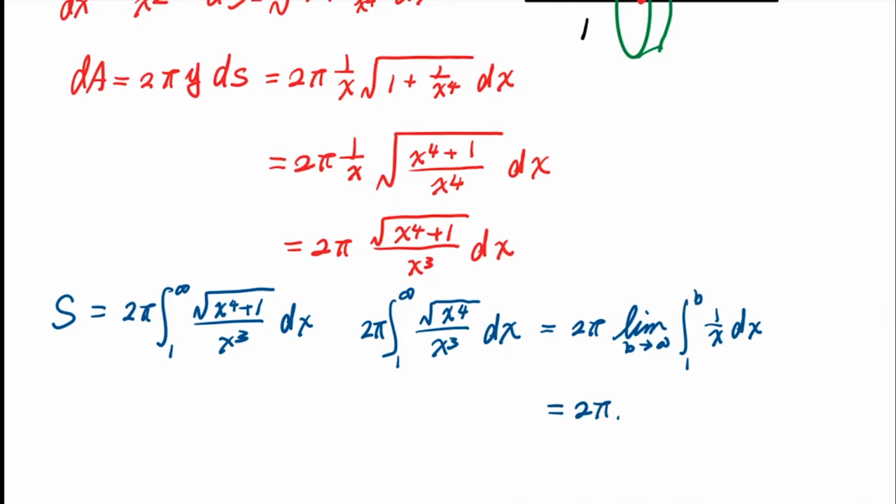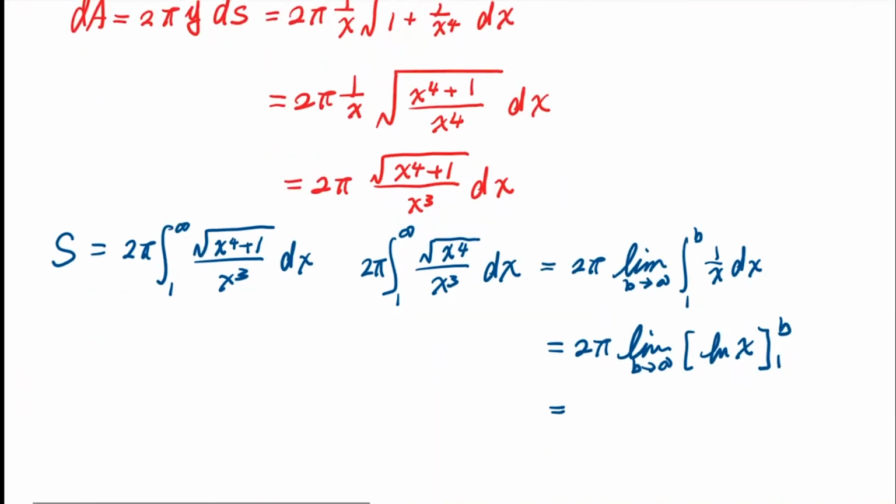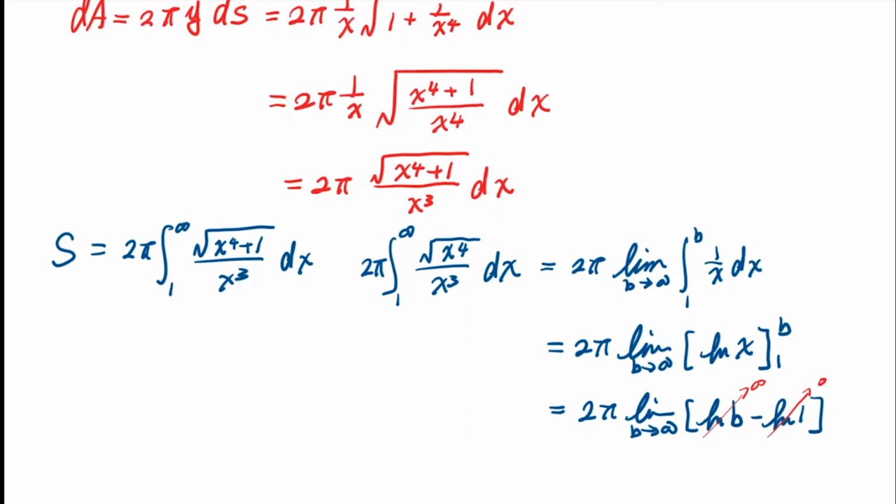This is 2 pi, limit b approaching infinity, and that's ln, and we are sure? You with me? Okay. And then this is 2 pi and limit b approaching infinity of ln b minus ln 1. And when we take the limit, this approaches infinity and this is equal to 0, right? So what we get out of this is infinity. This is divergent.